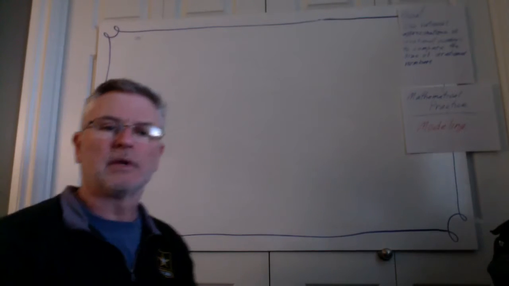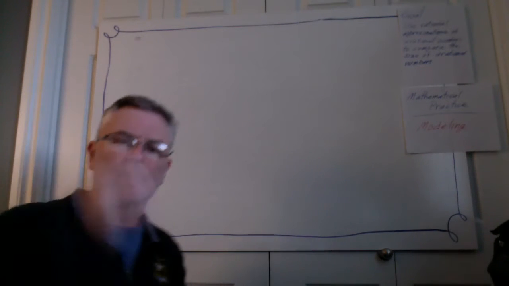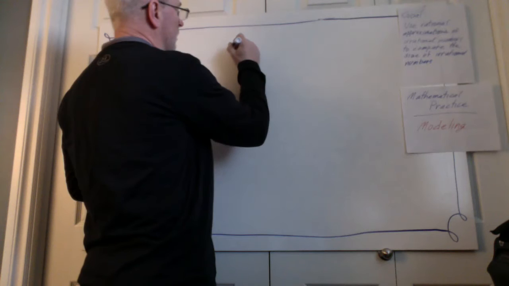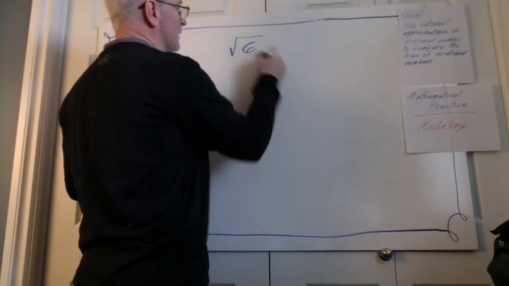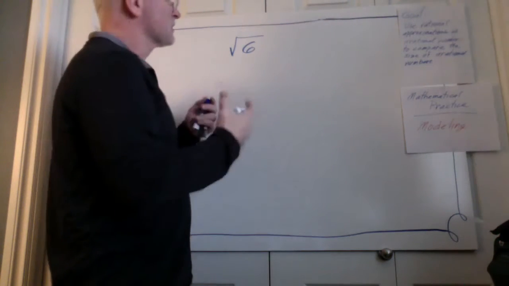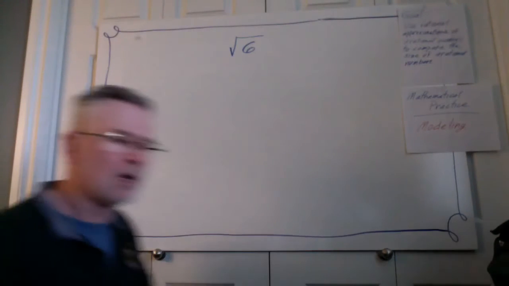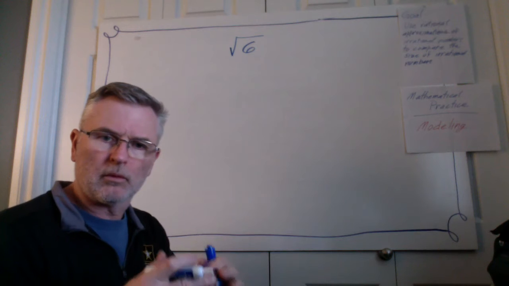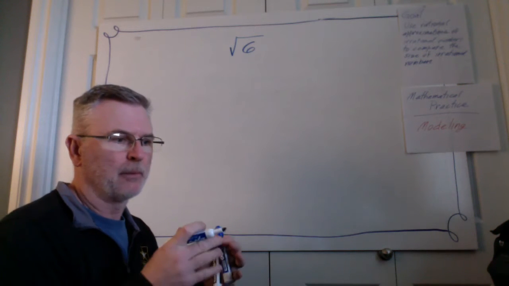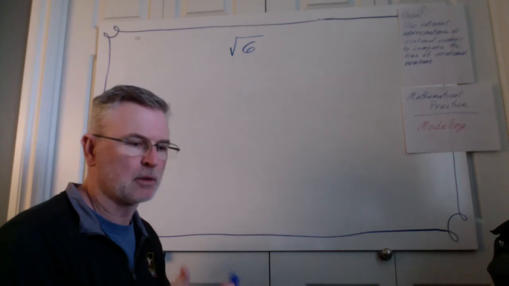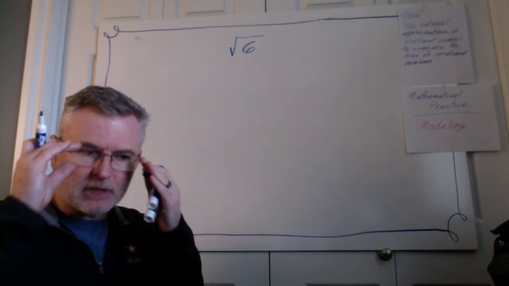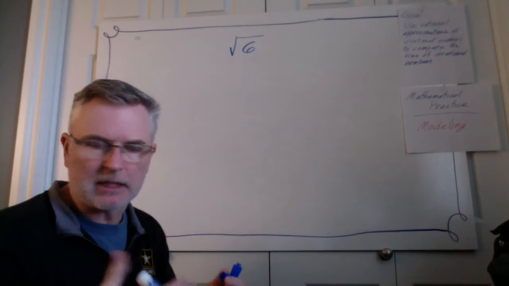Hey, one of the things that we need to be able to do is estimate a square root. And what I mean by that is we need to be able to look at something like, let's just pick, the square root of 6. We need to figure out an approximate rational number, an irrational approximation, so that we can compare this to other numbers, or we can at least get really kind of close to what it is.